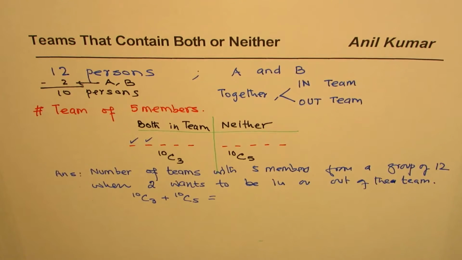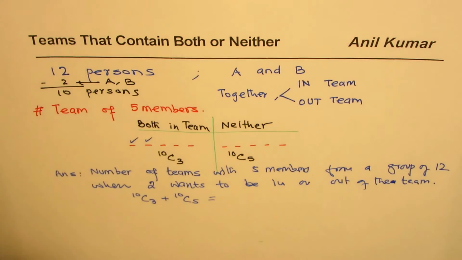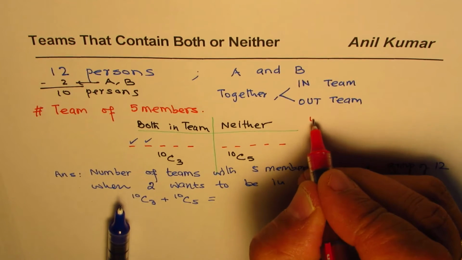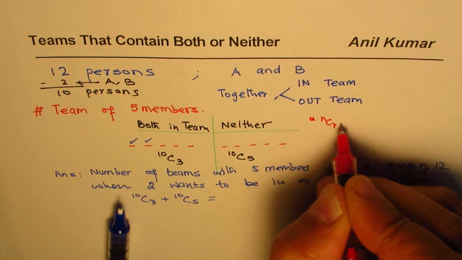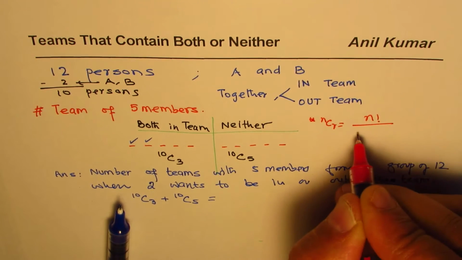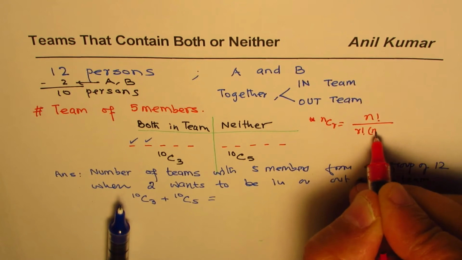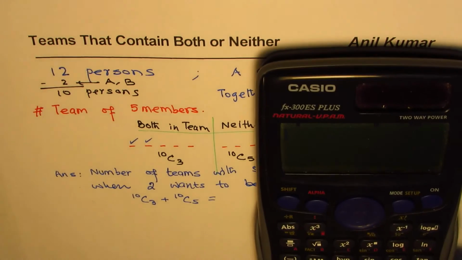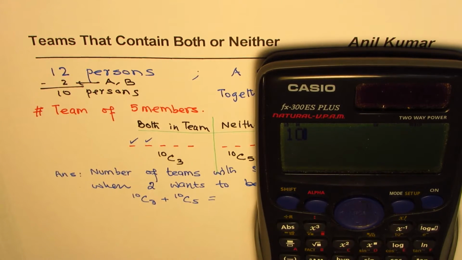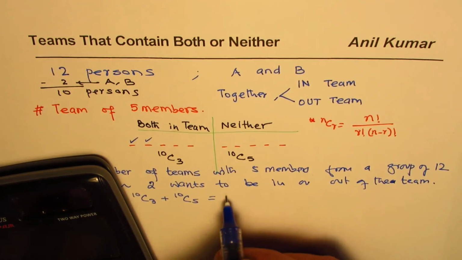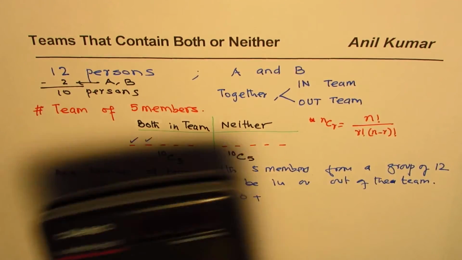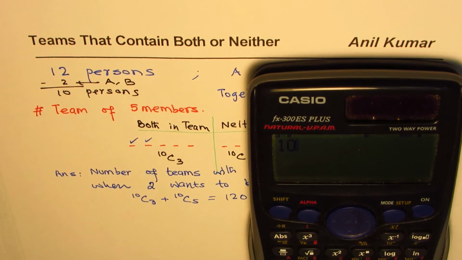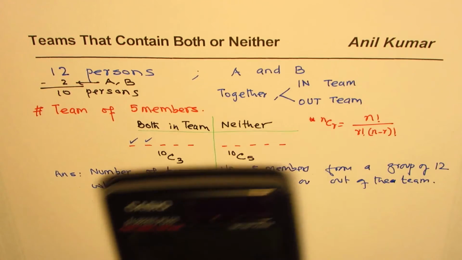You can always use the calculator to find the answer. You also know the formula. Let me write down the formula. You can apply the formula and calculate. The general formula: nCr is n factorial divided by r factorial times n minus r factorial. Better, let's find the answer using the calculator. 10C3 is 120, plus 10C5, which is 252.